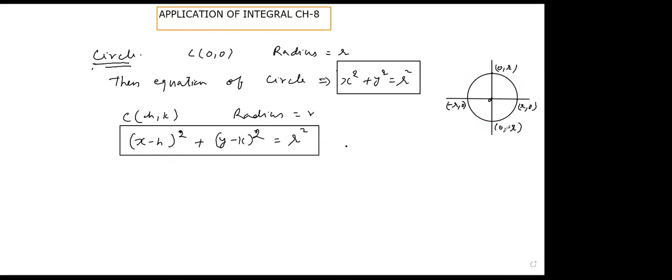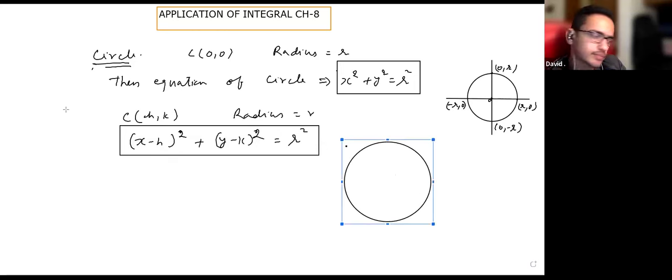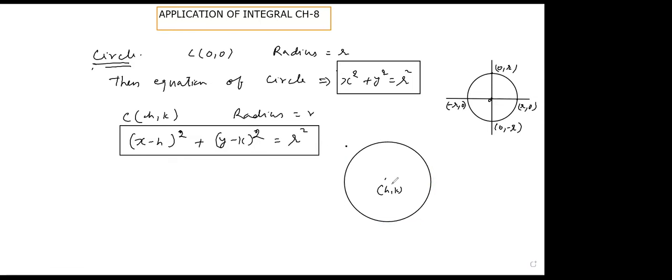And in case the center is (h, k), then the circle might be at any place, in any of the quadrants. The center is (h, k) and the radius is r.